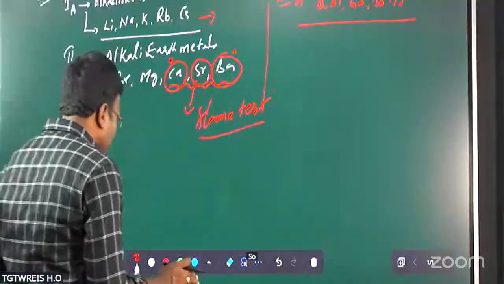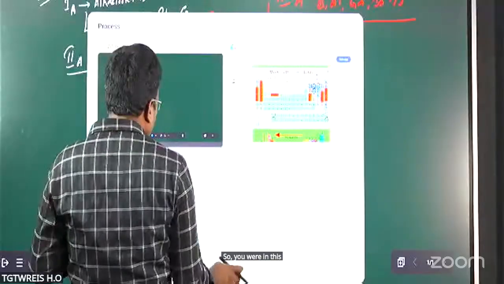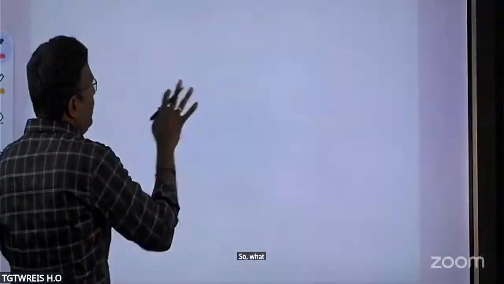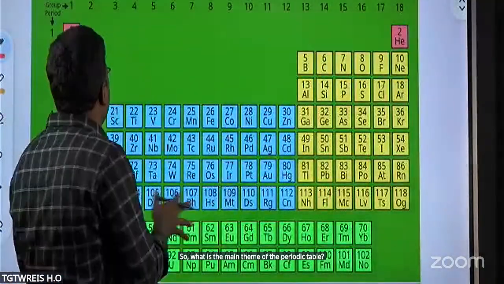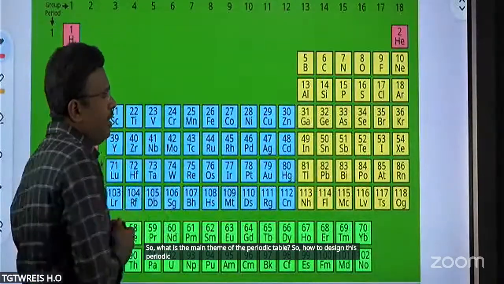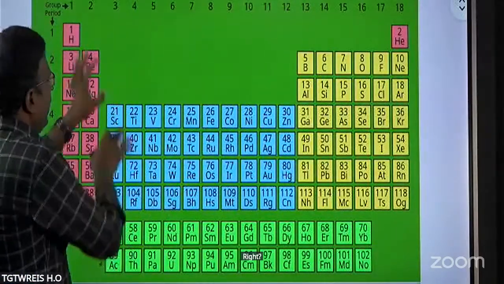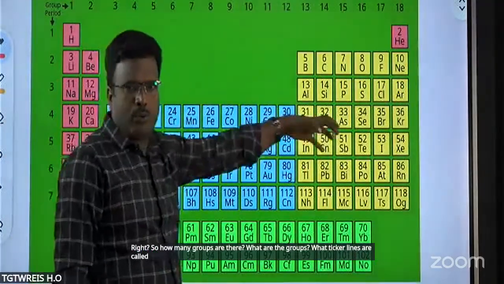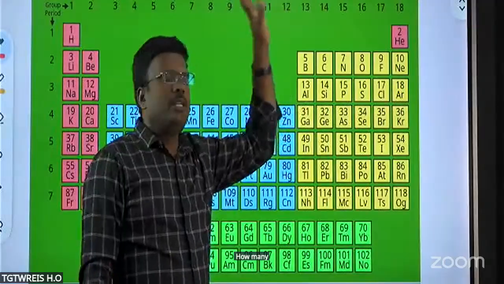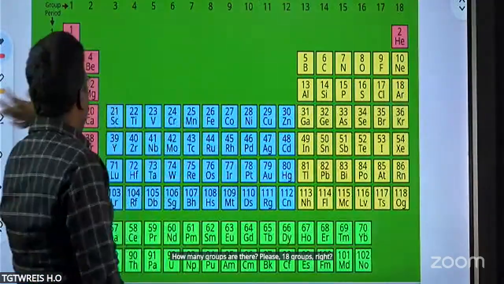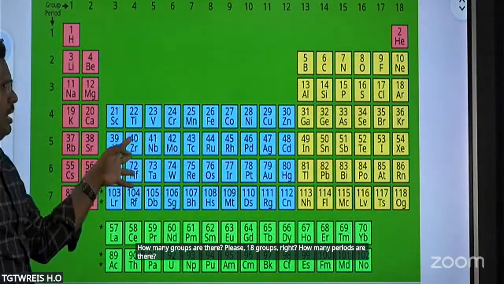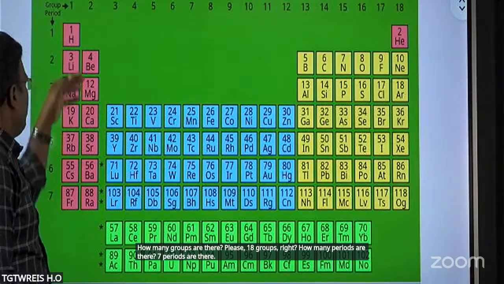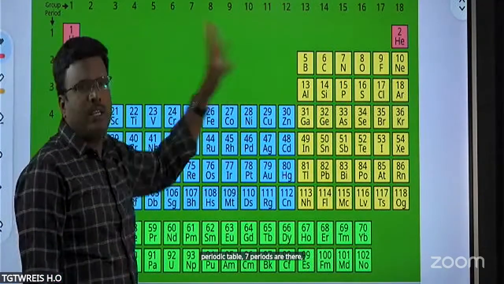In the periodic table, what is the main theme, and how is the periodic table designed? We discuss that here. Vertical lines are called groups. How many groups are there? 18 groups. How many periods are there? 7 periods. In the periodic table, there are 7 periods and 18 groups.